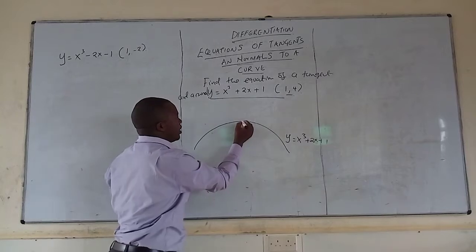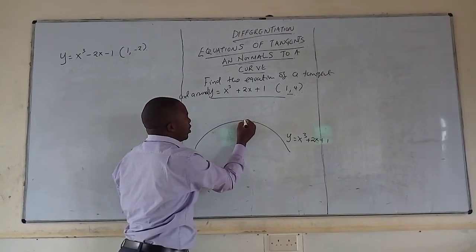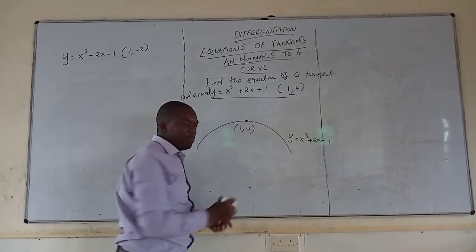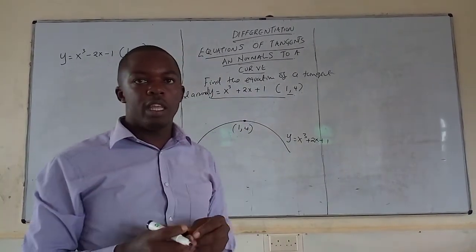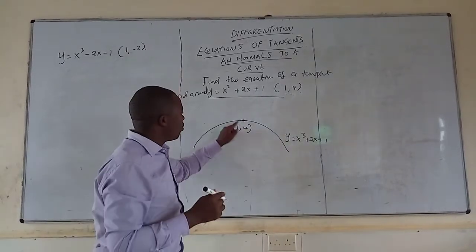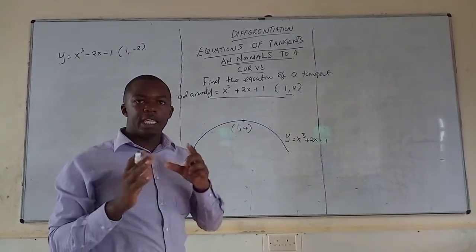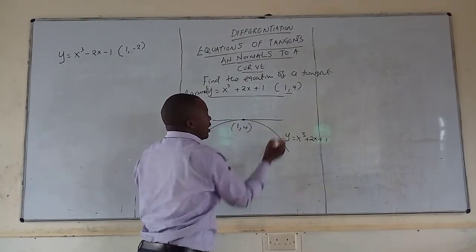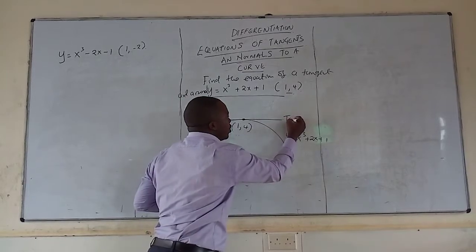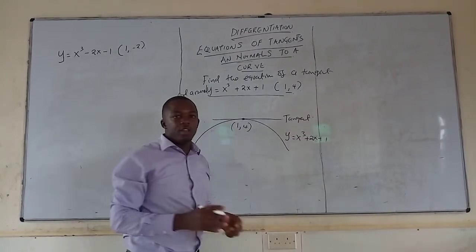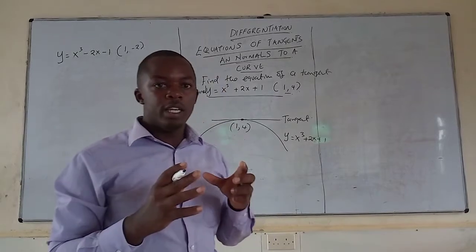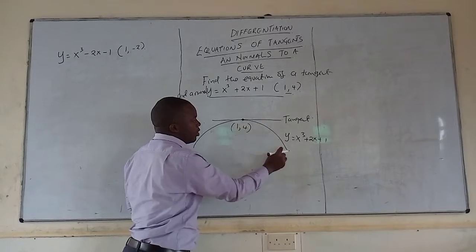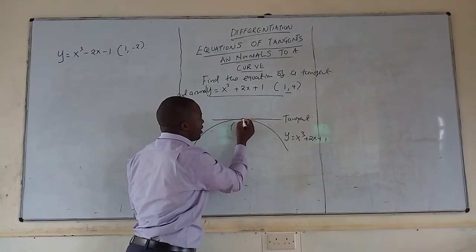Now we want to get the equation of a tangent of this curve at this point, and this point is (1, 4). You remember in our last lesson we learned how to get the gradient function. Now, what is a tangent? A tangent is a line that touches the curve only once at that particular point. So we are supposed to get the equation of this tangent. The first thing that we need to do is to get the gradient of this tangent. And how do we get the gradient of this tangent? We will get the gradient of this curve at this point.